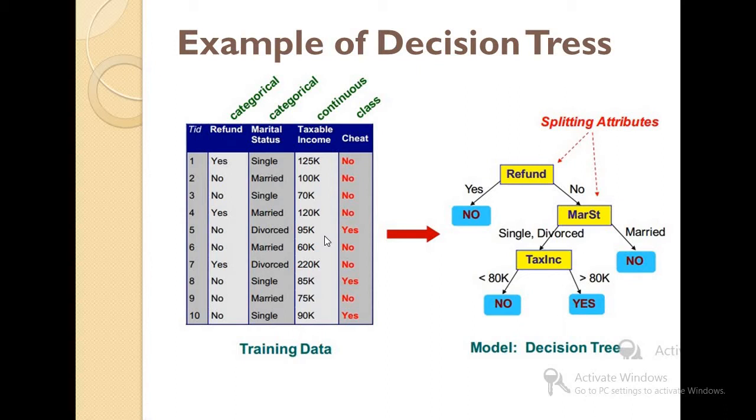The bank also takes a small step for those who are married and have an income of less than 80k. So the bank won't give the loan to them.